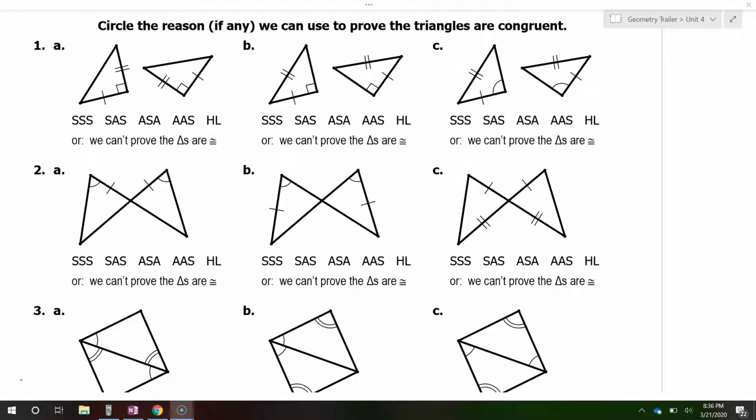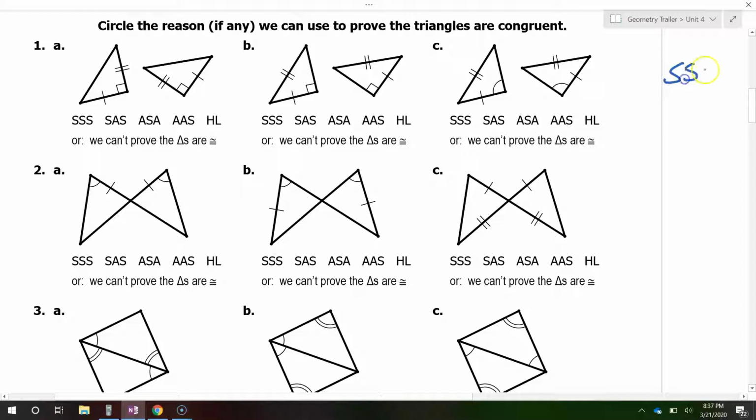In this video, I will show you how to prove that two triangles are congruent and then use their corresponding parts to find unknowns. But first of all, there are 5 ways to prove that triangles are congruent. And here they are.